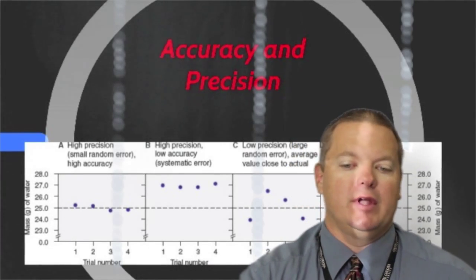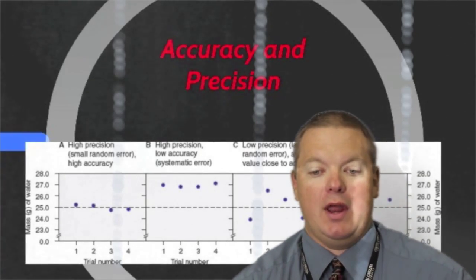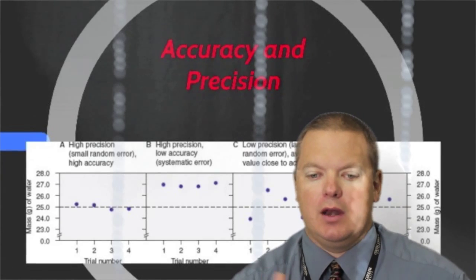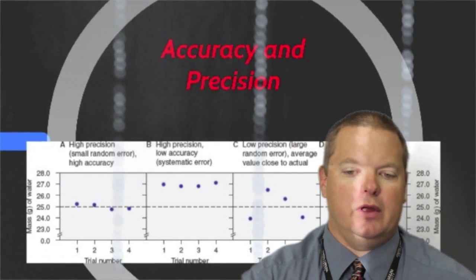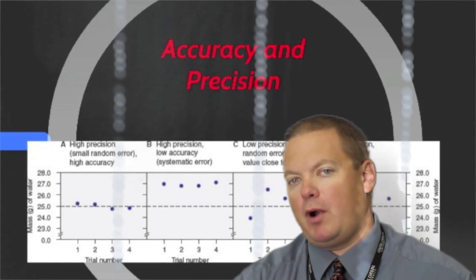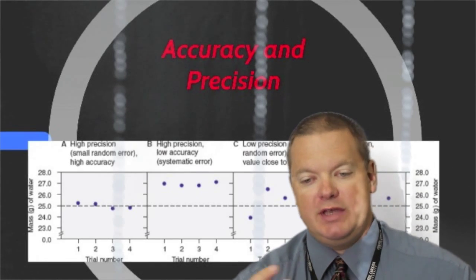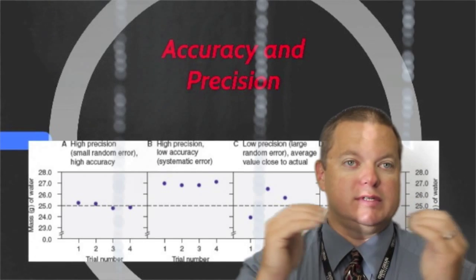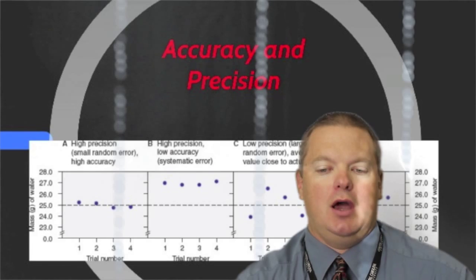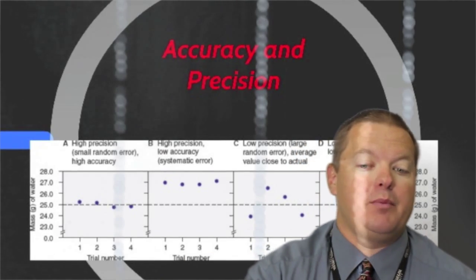So if we look at example A in this diagram, we see that we are both accurate and precise. All the numbers are close to what they should be, that dotted line, and they're all close to each other. So we have high accuracy and precision, which means we are probably dealing with very small errors. In example B, all of our numbers are now close together, but they're all far from what we expect them to be, that dashed line, so we can say that these are not accurate. We have low accuracy, but we still have high precision.